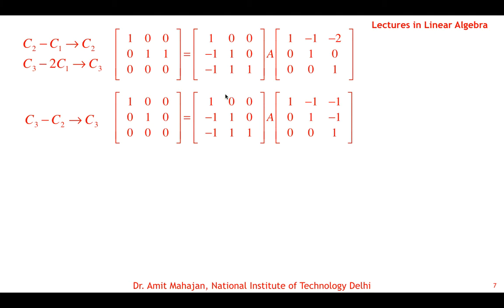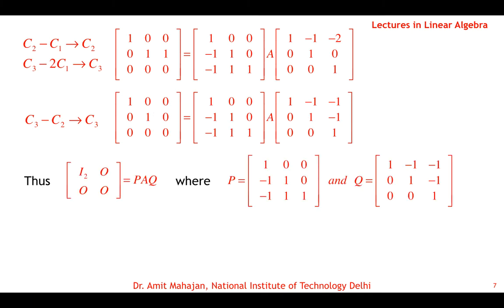Okay, and this matrix which is pre-multiplied we call it P, and this matrix post-multiplied we call it Q. So we have a normal form equal to PAQ. Okay, so we can write this left hand side as I2 0 0 0, where these zeros are 0 matrices of different sizes, and right hand side becomes PAQ, where P is the pre-matrix, Q is the post matrix.